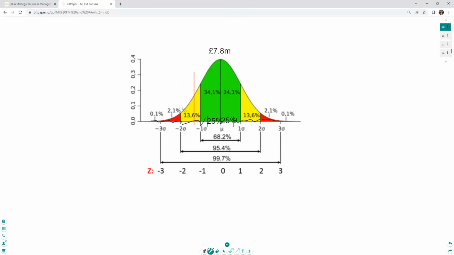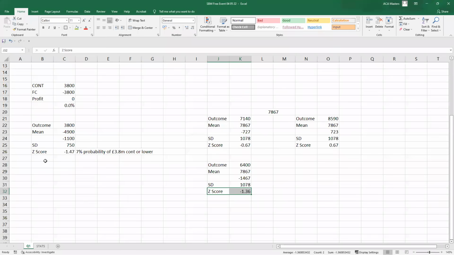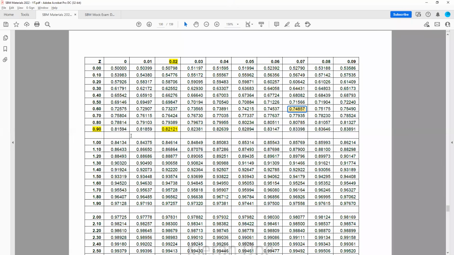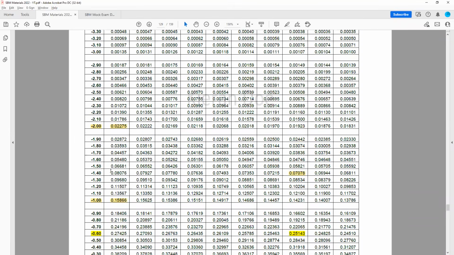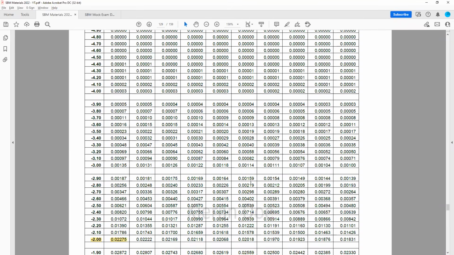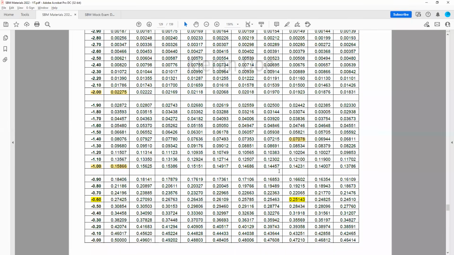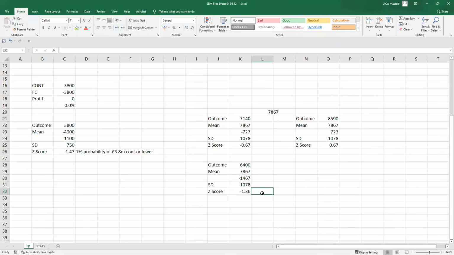So we'd expect it to be higher, of course, than Manchester, because when we looked at the Z-score for Manchester, that was further from the mean. This is a bit closer to the mean, so you'd expect a higher probability here. And if we look at minus 1.36, we can see there'd be an 8.7% chance of London making a loss. So, 8.7%.